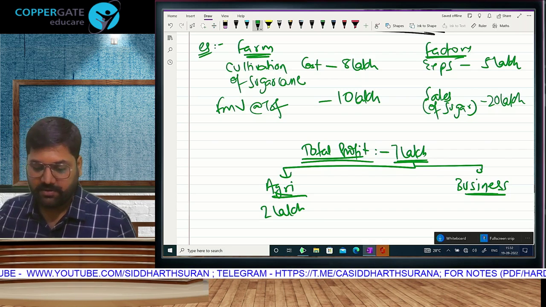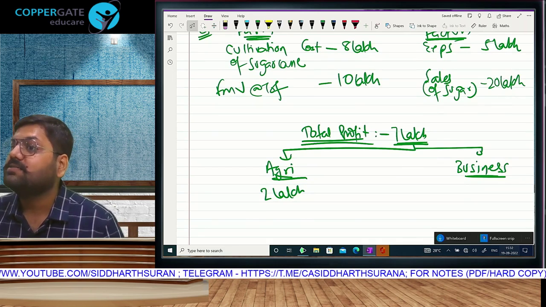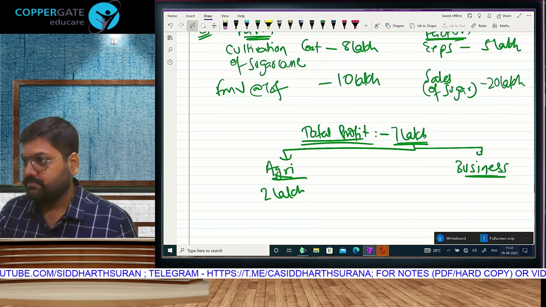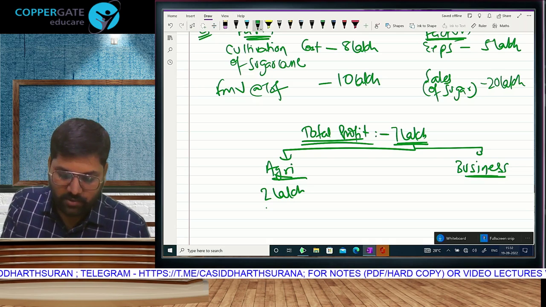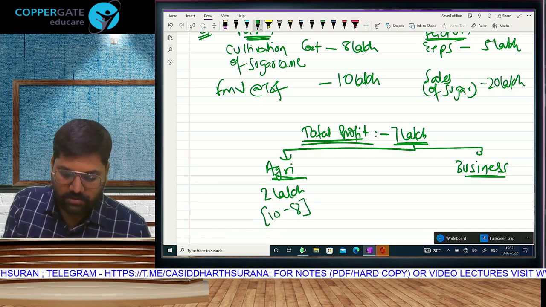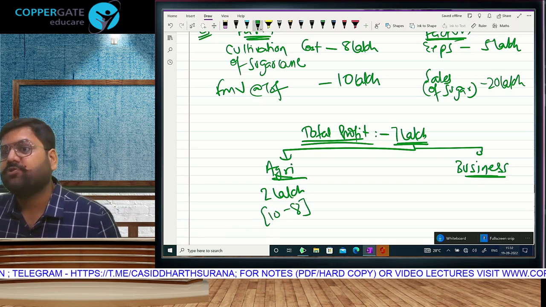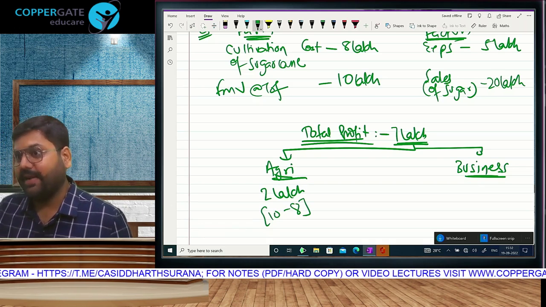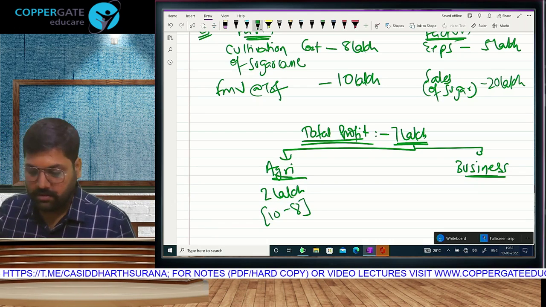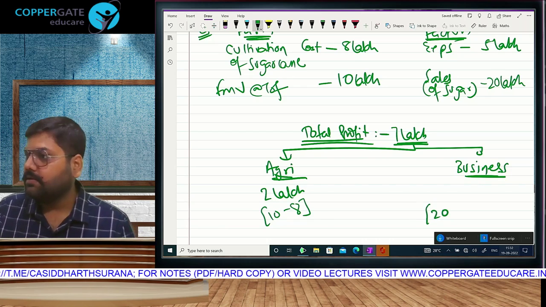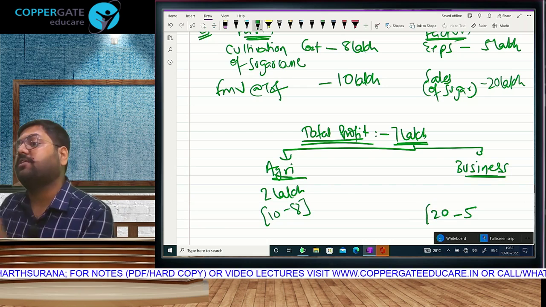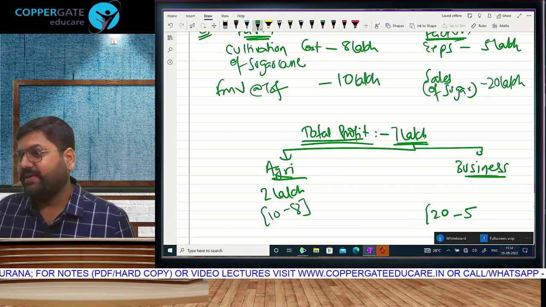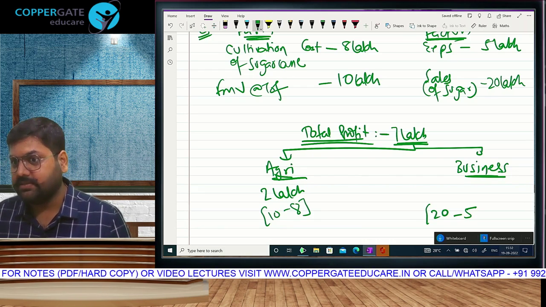Now come to the factory. Is 20 lakh the sales of the factory? Factory's sales are 20 lakh? Yes. You understood, no? 10 minus 8. Assuming that we sold our sugarcane at 10, the prevailing market price, we would have got 2 lakh. Factory sales 20. Is 5 an expense, a cost which we incurred in the factory? So 20 and 5 are the factory's figures, no one denies.